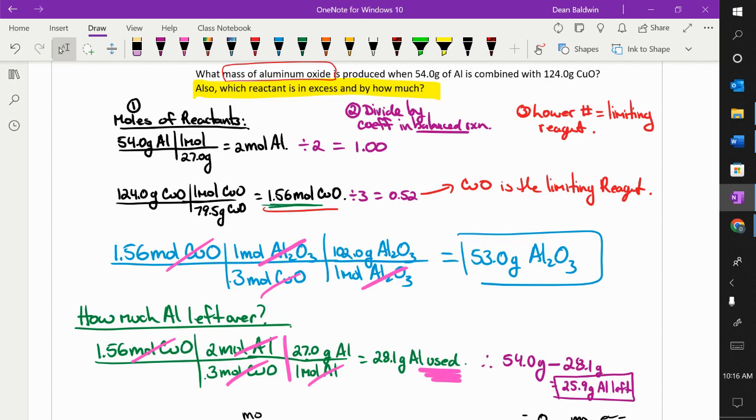This is the key part. People forget this. They think this is the answer. This is not the answer. This is how much you use, and you subtract that from the initial amount to get how much is left over.